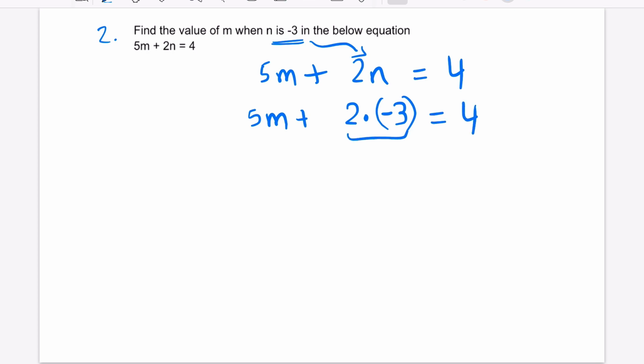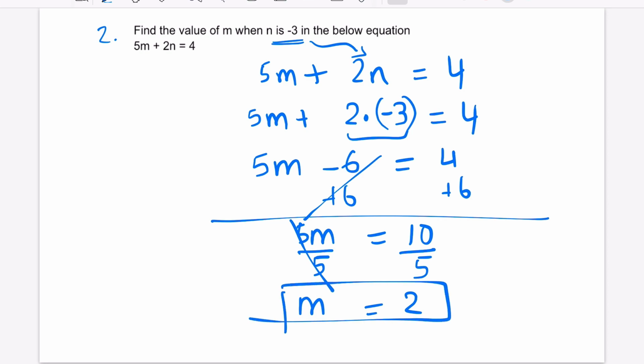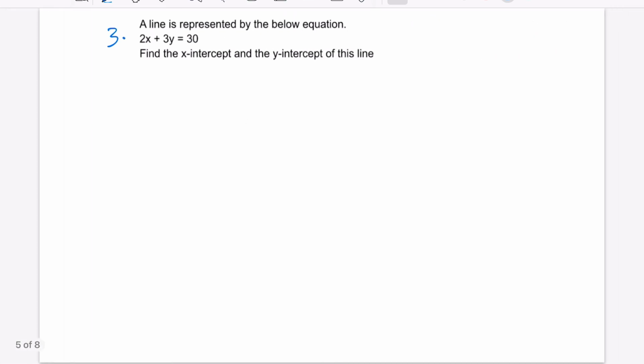2 times negative 3 is negative 6, so we are left with 5m minus 6 is 4. Clearly we have to isolate m, so add 6 on both sides. This will wipe out the 6 on the left. So we are left with 5m is 4 plus 6, which is 10. To find m, divide both sides by 5. That will give you m as 2. That's the answer for this problem. All right, so let's move on to the next problem.